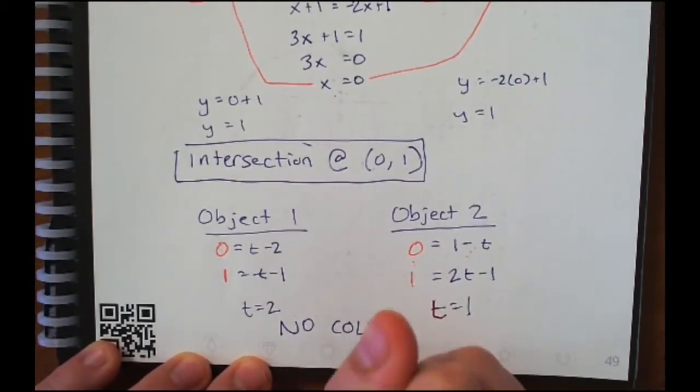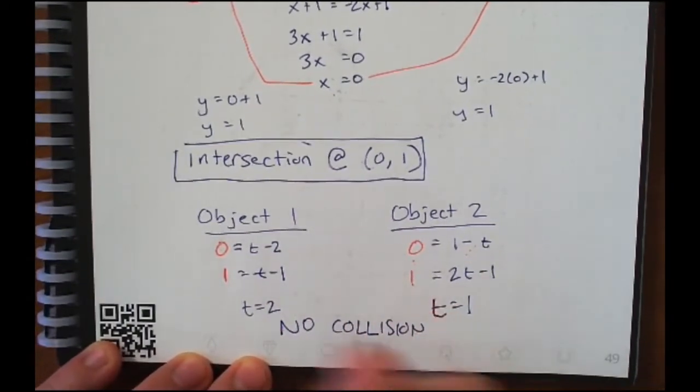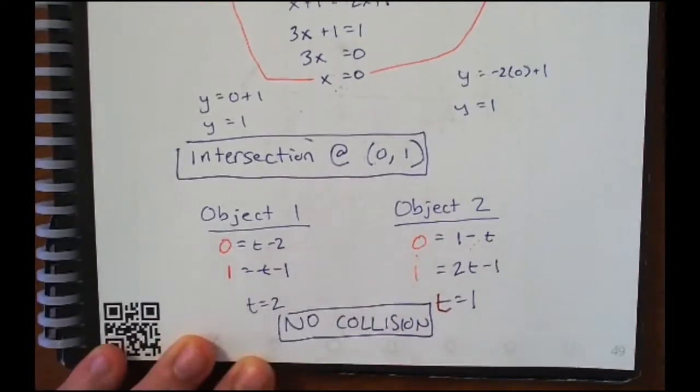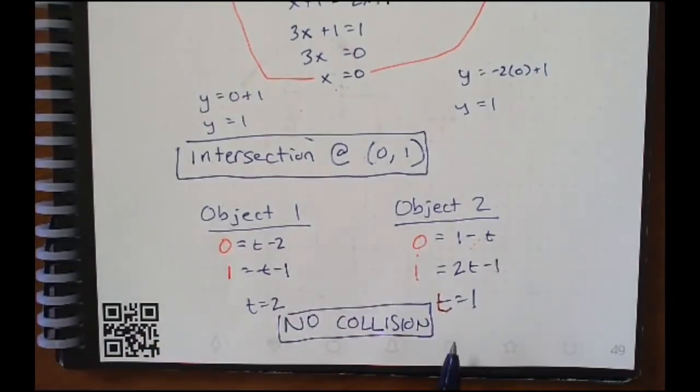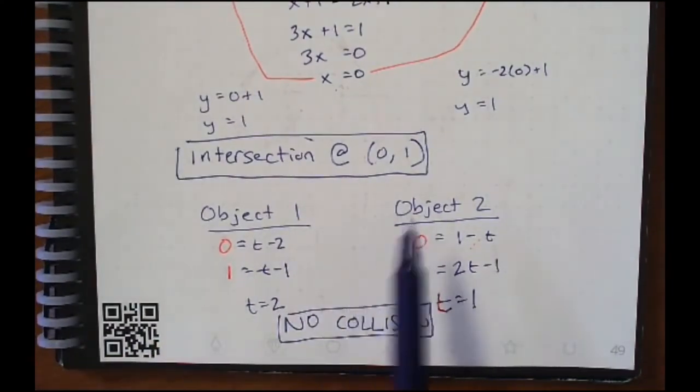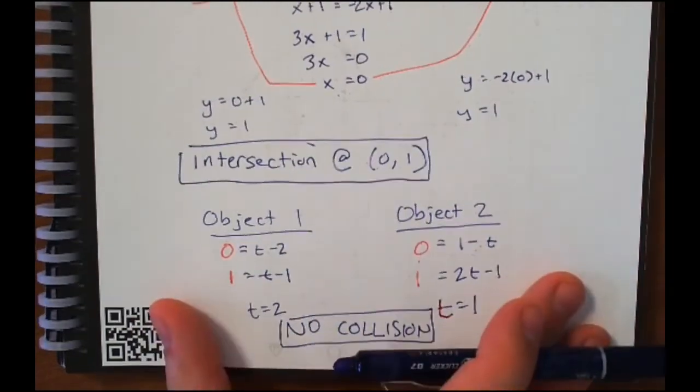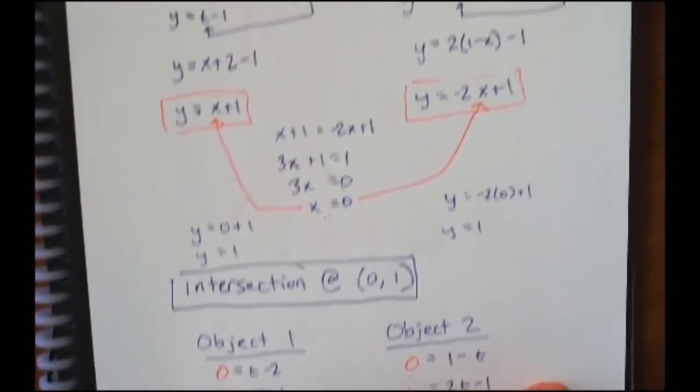Well, that's kind of surprising. I was kind of expecting there to be a collision. But no collision on this one. So if the question is just asking you, hey, is there a collision? Your answer here would be no. And this would be how you'd justify that answer.